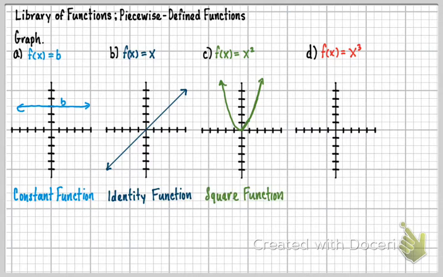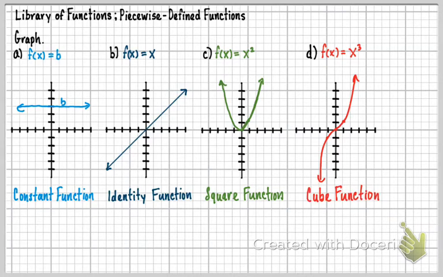And this function here is f of x equals x cubed. And this function goes at 0, it's 0, and at 1, it's 1, and at negative 1, it's negative 1. And I can continue this process, and it's going to go like this and like that. So that's the cube function. That's what they call it.